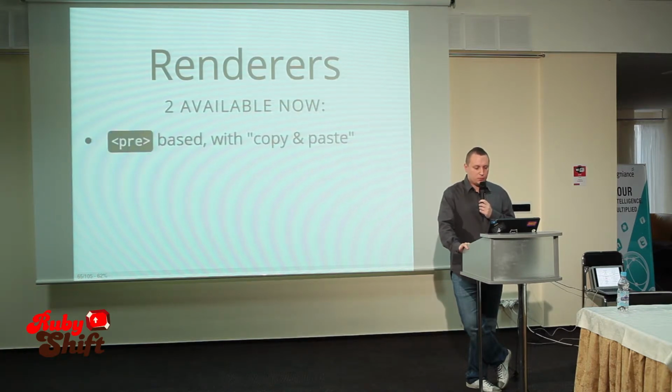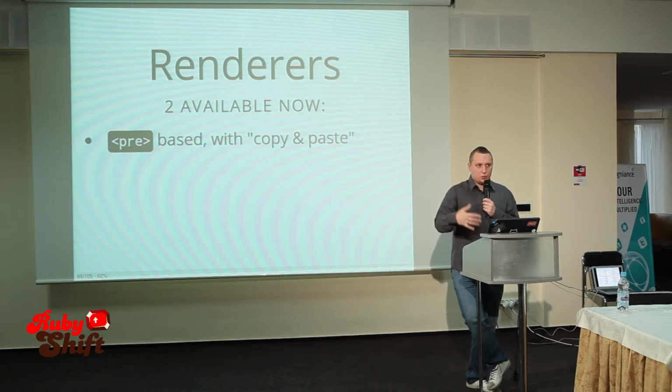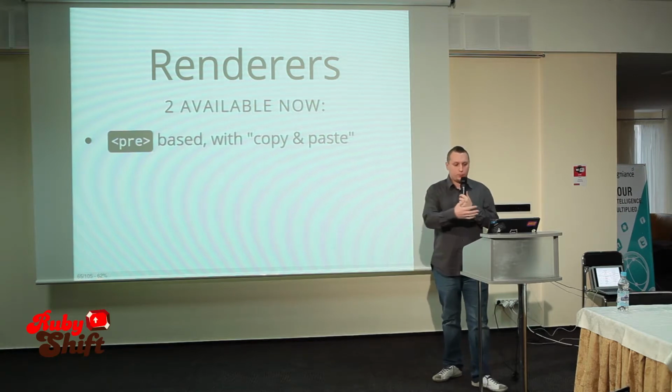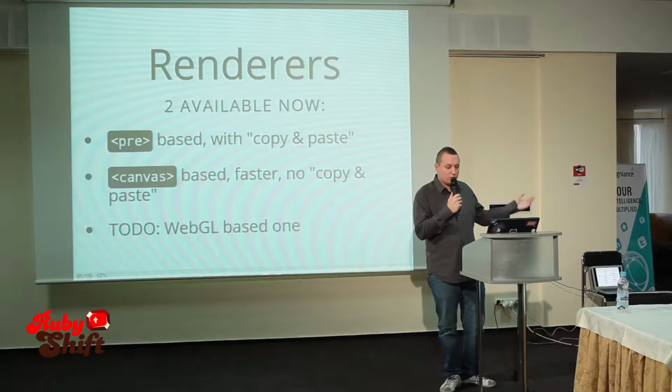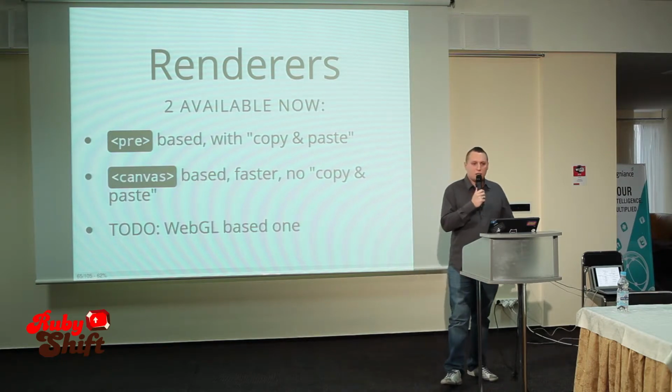So the pre-renderer is the default one, and thanks to it being a pre tag, you can just pause, copy and paste like I showed you. You can select the text, copy and paste it to your terminal. The canvas one is experimental. It works great. It's much faster, but it doesn't support copy and paste because canvas is just a pixel square, and it's not possible to do this. But the whole player is built so that you can add additional experimental renderers, and you can write a WebGL renderer.